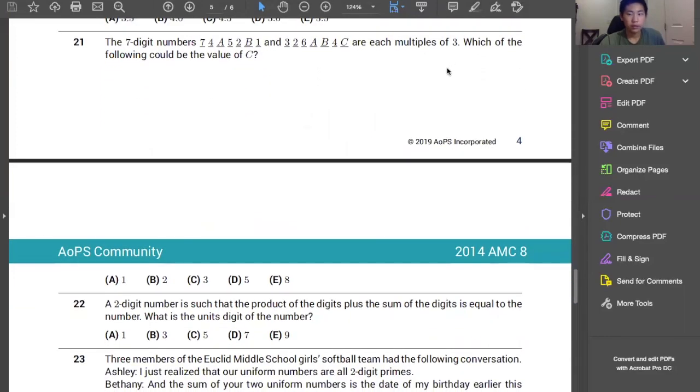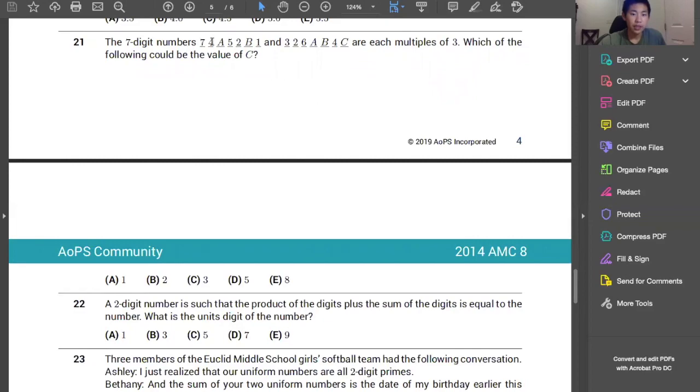Alright, let's go on to question 21. So we have 7-digit numbers that are each multiples of 3. Now we want to know a possible value of C. So the divisibility rule for 3 tells us that the sum of the digits has to be divisible by 3. So we'll look at the sum of the digits in the first number.